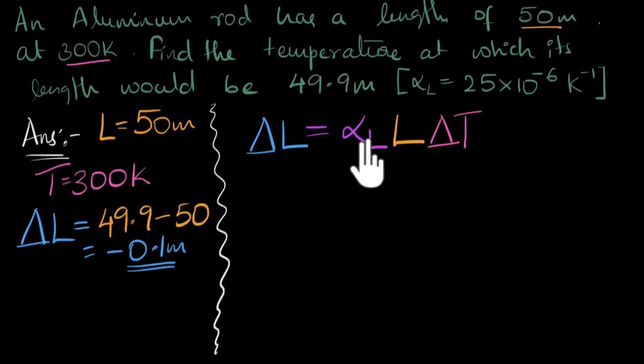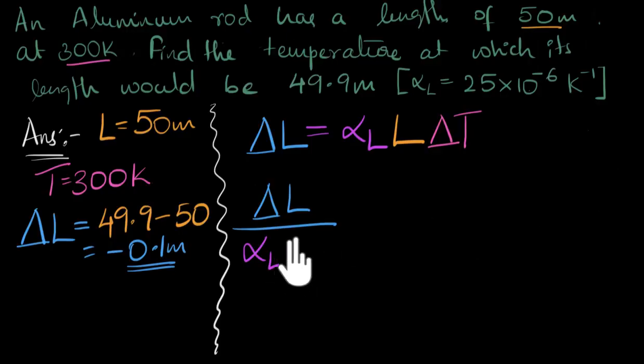So we have now reduced the problem to mere algebra. Whatever follows is no longer physics, it is just algebra. So how do we extract delta T from here? Well, we just divide on both sides by alpha L times L. If we divide on both sides by alpha L times L, we get delta L divided by alpha L times L, and that would be equal to delta T.